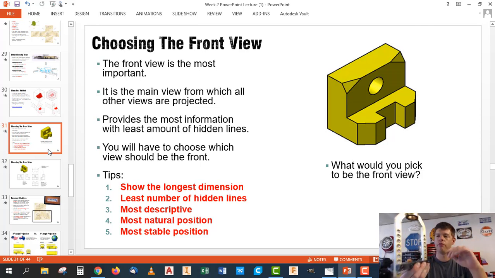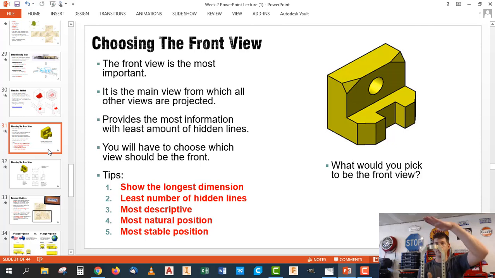So how do I decide what view I want to do for this thing if I'm going to draw this on a technical drawing? Okay, so rule 1, we got to see the longest dimension. So the longest dimension on this thing is clearly from here to here, right? So we need to see that somehow. If I draw it like this, that's no good, right? Because I can't see that long dimension. So I know my drawing needs to show this dimension in the front view somehow, regardless of how I rotate it. I want the least number of hidden lines.